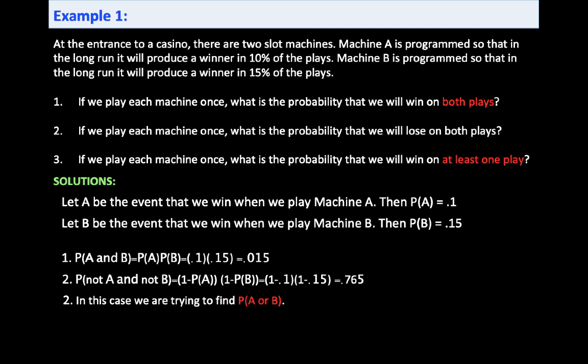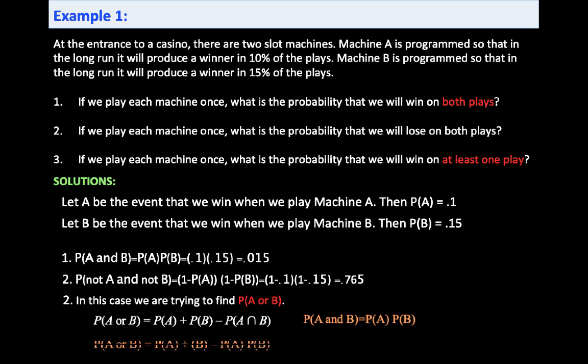So how do we find the probability of A or B? Use this equation: probability of A or B equals probability of A plus probability of B minus probability of A intersection B. But we know A and B are independent. Therefore, we can use probability of A and B equals probability of A times probability of B.